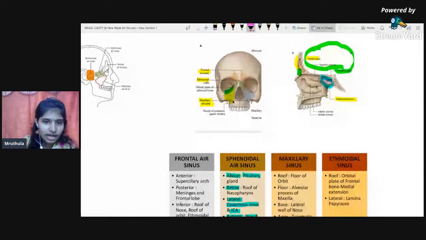And then the base is formed by the lateral wall of the nose. Lateral wall of the nose. This pink color is the lateral wall of the nose. So that's the base. And the apex is formed by the zygomatic process. Okay.